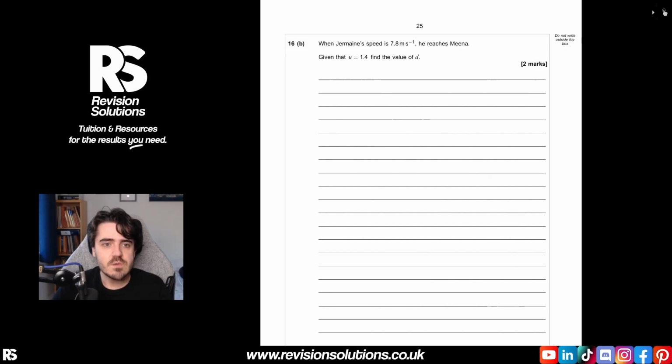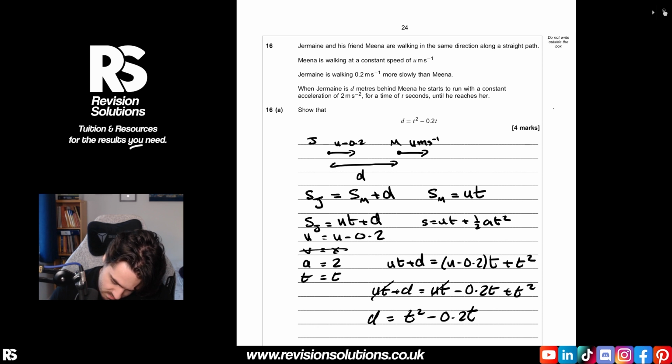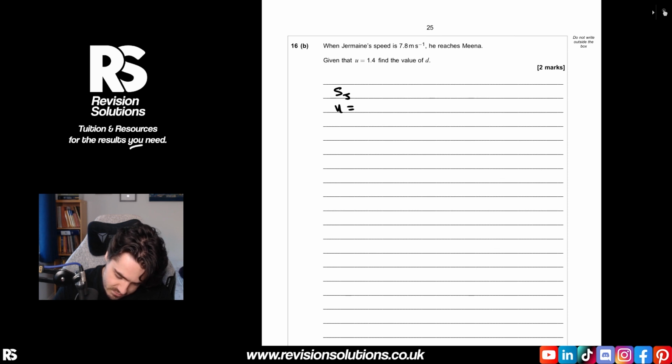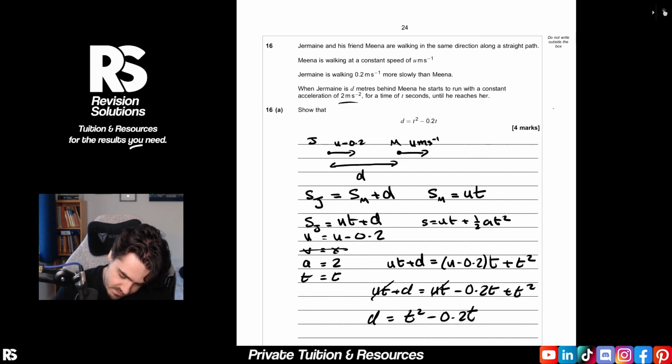Now for part B, it says when Jermaine's speed is 7.8 meters per second, he reaches Mina. So that means his final speed is 7.8 meters per second. It says, given that u is 1.4, can we find the value of d from earlier? So let's write out again what we know about Jermaine now. The initial velocity u for Jermaine was u minus 0.2. So u they gave us as 1.4, so Jermaine's starting velocity is going to be 1.2. His final velocity now is going to be 7.8. We knew his acceleration already from the previous question. That was 2 meters per second squared.